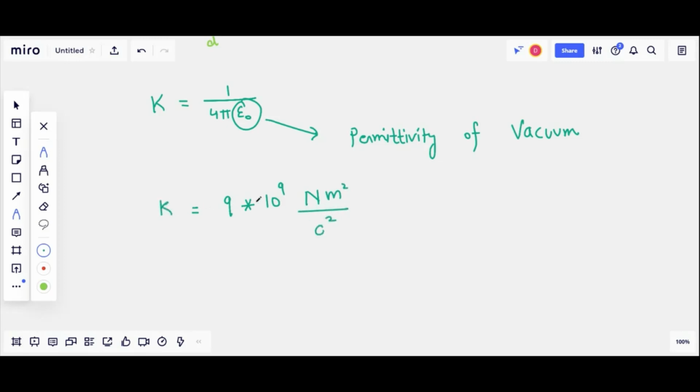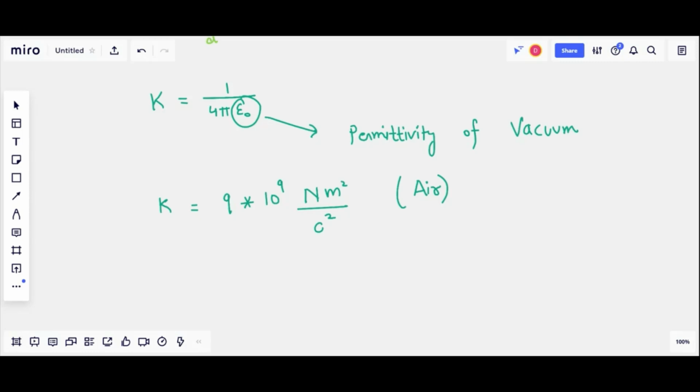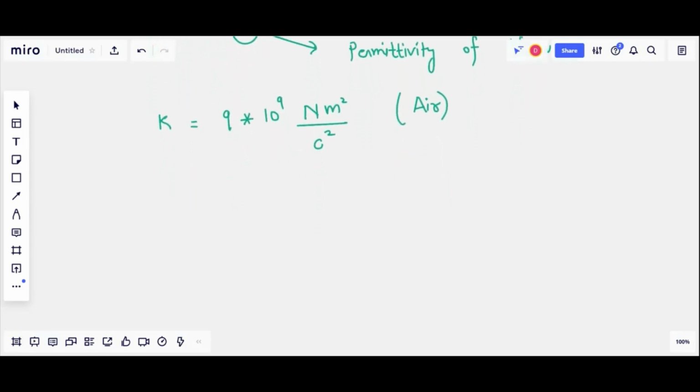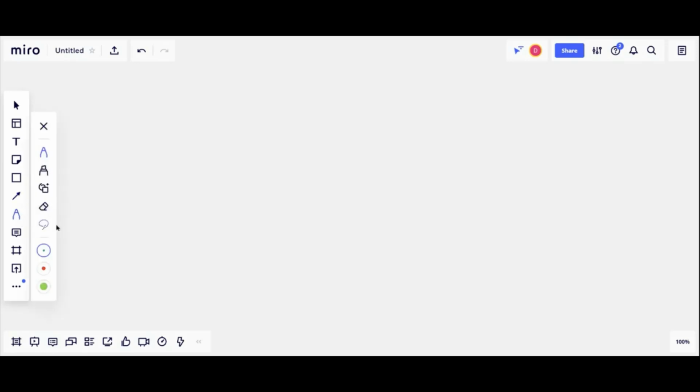This is the usual value of K, but mind it, this value is applicable when the medium is air. If the two charges are placed in any other medium, then its permittivity, and the net value of the constant K, would change. But in most of the cases, the medium around the charges would be air. So this is how the equation of the force looks.